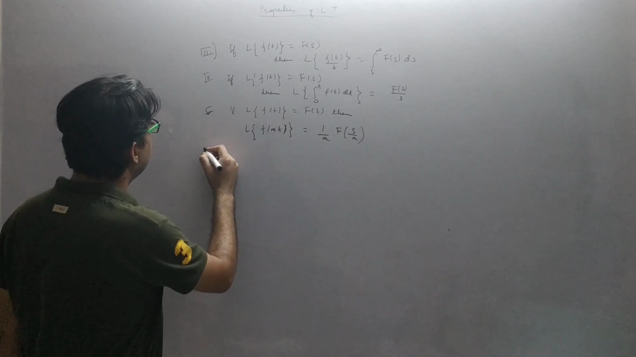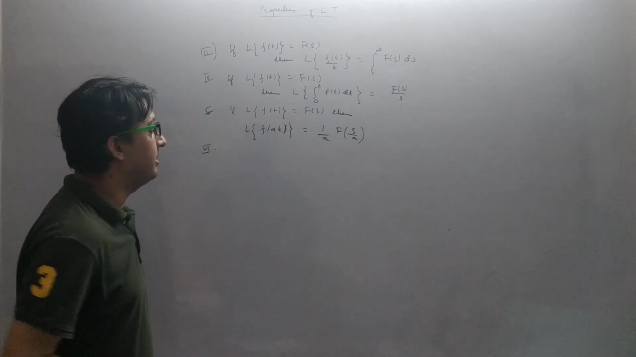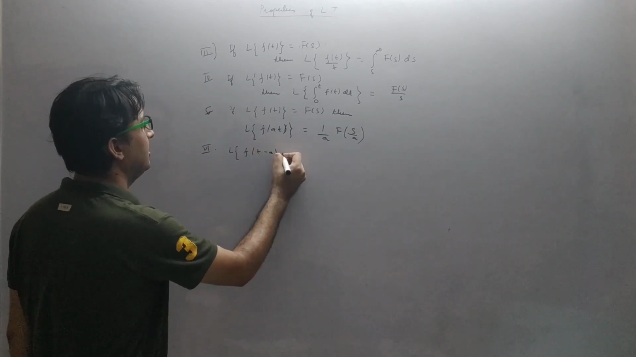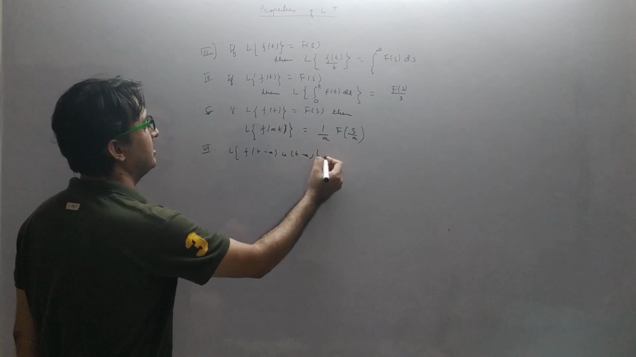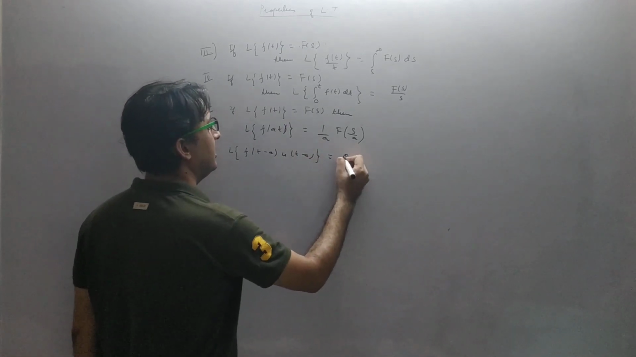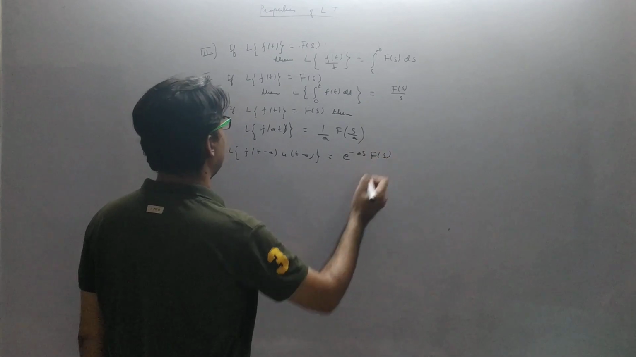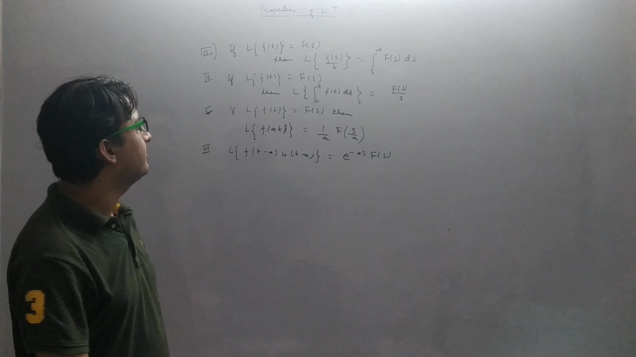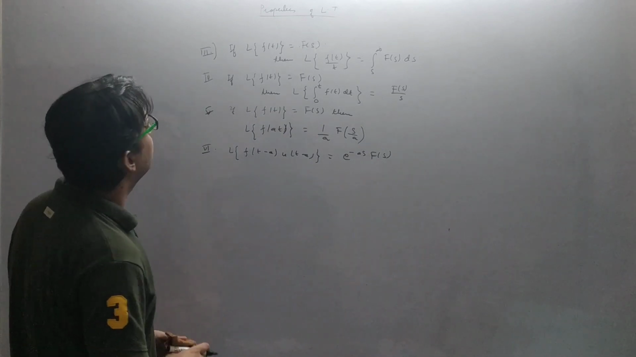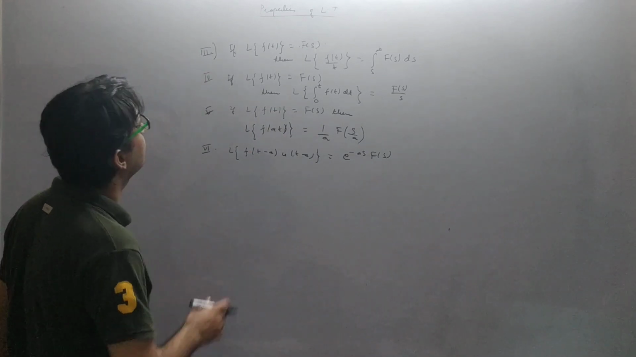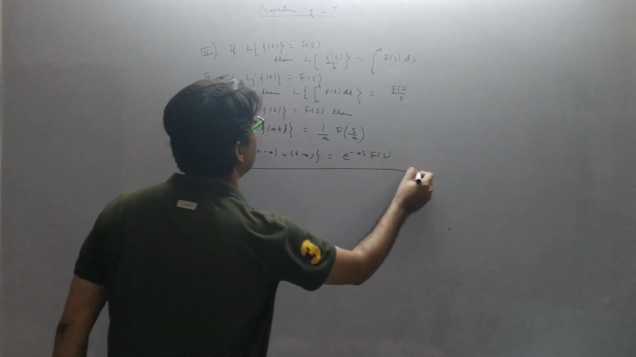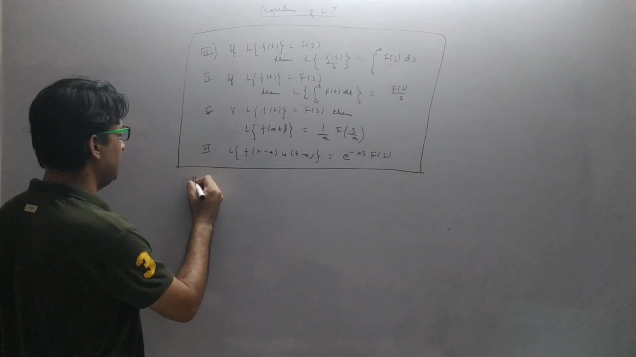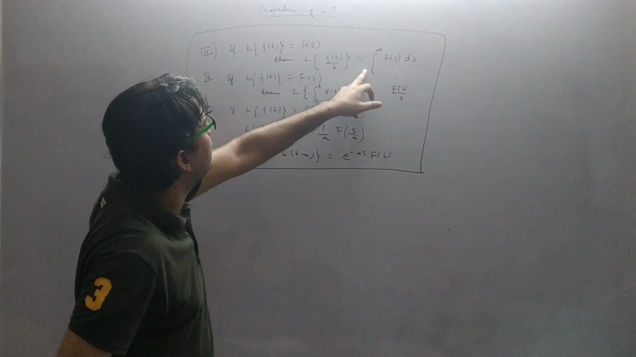And the sixth property that we are going to take up is Laplace transform of f of t minus a u of t minus a, where u of t minus a is a unit step function. Then this is a transform. We are going to take up one by one. First, we are going to take the third property. These are the properties we are going to study. Third property, we are here to prove this one.